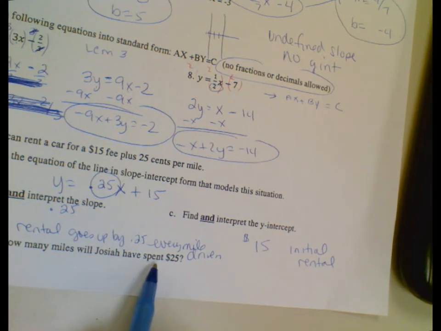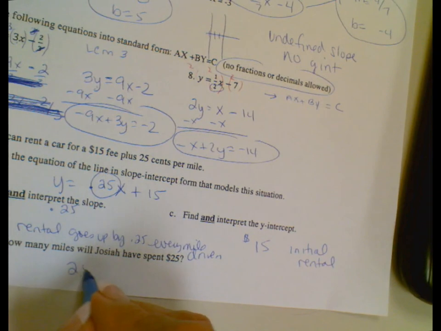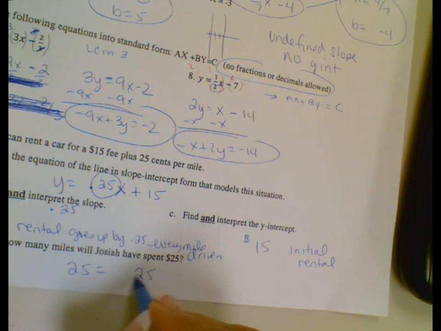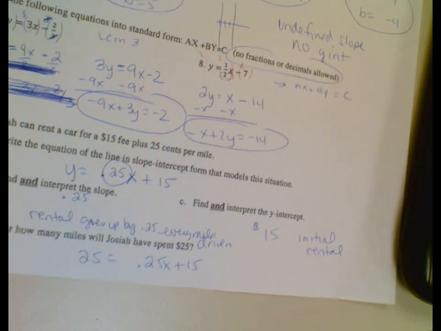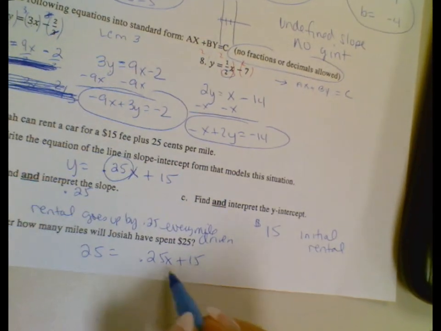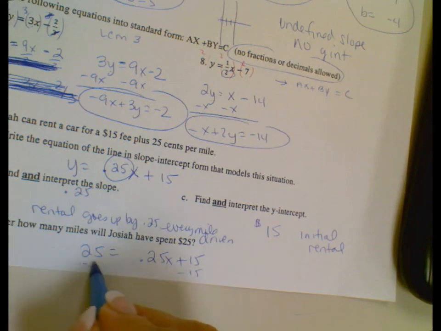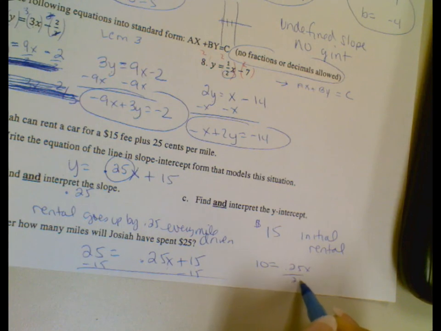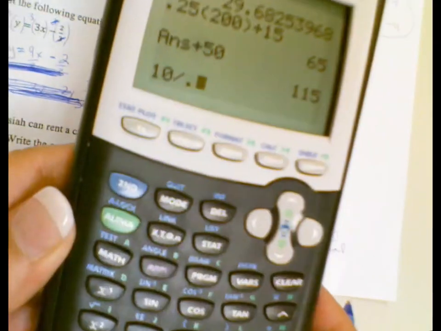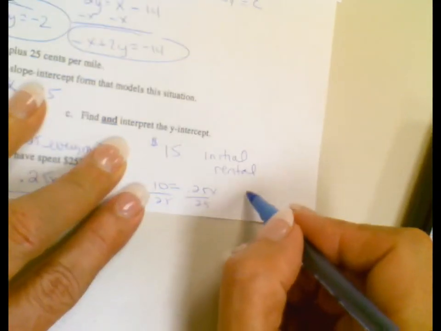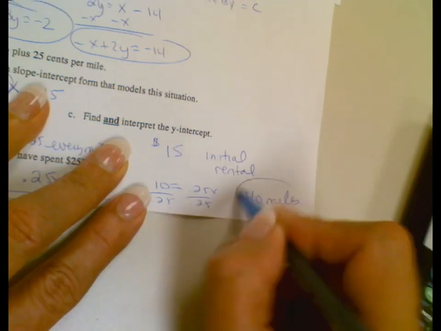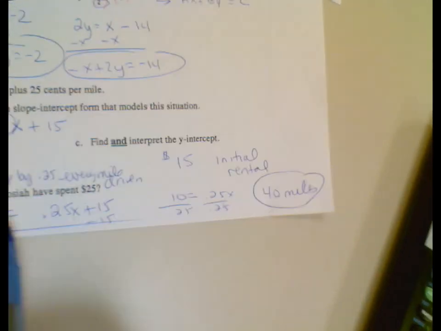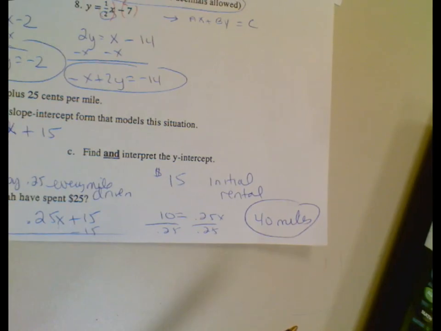After how many miles will Hosea have spent $25? So we're going to set 25 equal to 0.25x plus 15. We're solving for x. How many miles? x represents miles. So subtract 15. You get 10 equals 0.25x. And divide both sides by 0.25. So it's 10 divided by 0.25. So if he went 40 miles, it would cost him $25. Done.